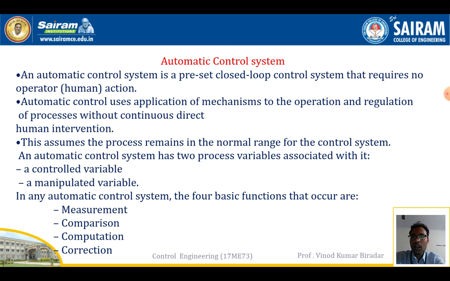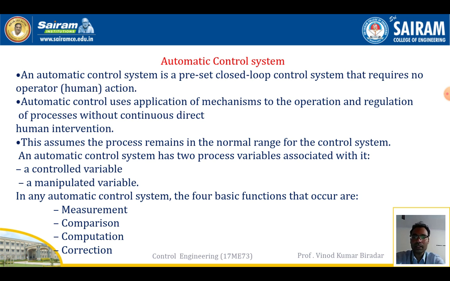Automatic control uses a mechanism for the operation and regulation of a process without continuous direct human intervention. This assumes the process remains in the normal range for the control system. The automatic control system has two process variables associated with it: the control variable and the manipulated variable.